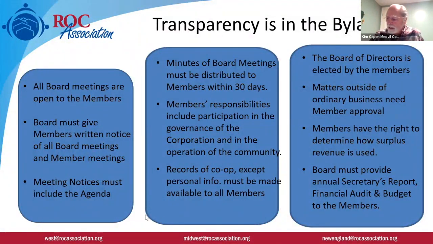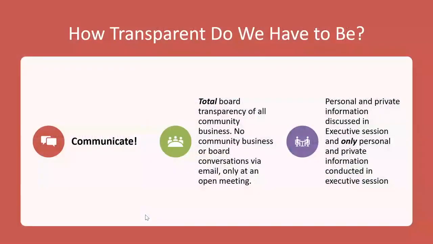So in any case, it's job one, and I hear this underlying concern from a lot of people. I'm afraid if they know too much, they'll interfere with what we're trying to do. Total board transparency of all community business. No community business or board conversations via email, only at open meetings.